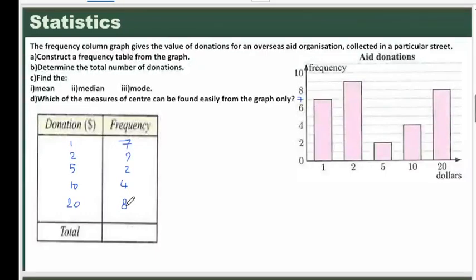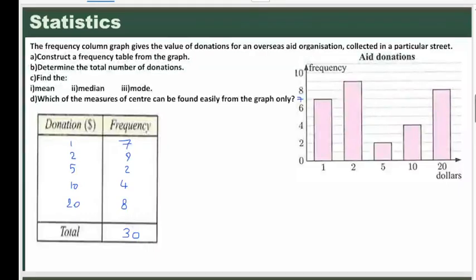In total, how many people, or how many times I got a donation, I have to add them up. It would be 7 plus 9 gives me 16. 16 plus 4 would be 20. And 20 plus 10 would be 30 here. So the total frequency would be 30.